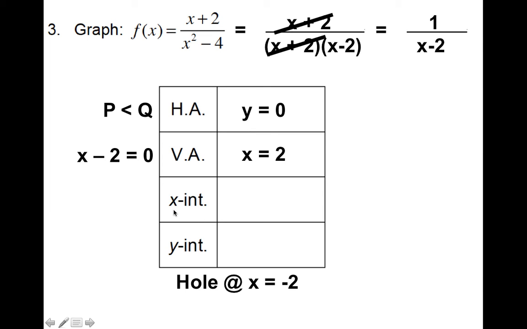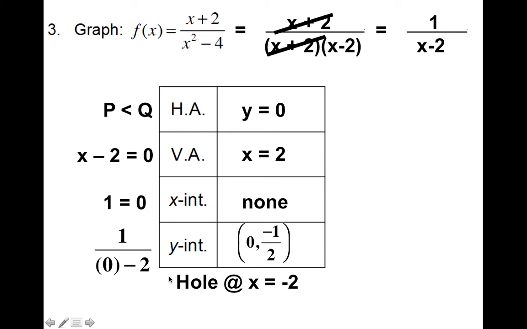To find the x-intercept, you set the top of the fraction equal to 0. Notice that does not make any sense, so there are no x-intercepts. And then for your y-intercept, you plug in 0 for x. So it's 1 over 0 minus 2, which is -1/2. So it's a point, 0, -1/2. You want to make sure you have all this information.